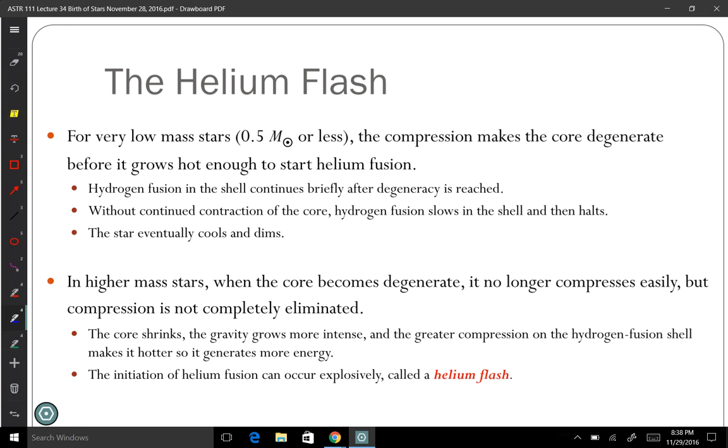Actually, do I have that right? Basically, degenerate before it grows hot enough. Okay. I didn't think about the low mass limit. I was just thinking about the upper mass limit. I think the upper mass limit is about 3 solar masses. I suddenly hit something that I wasn't prepared for.